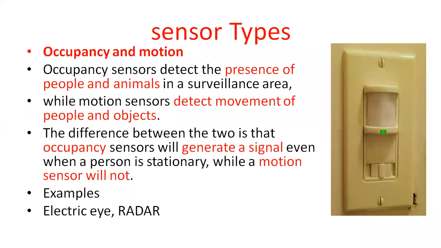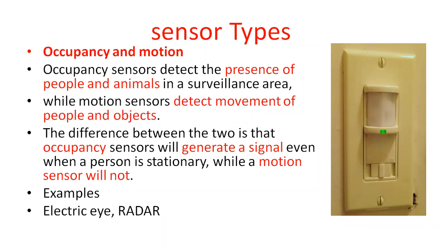Here, coming to the occupancy motion sensor. The occupancy motion sensor detects the presence of people and animals in the surveillance area, the people who exist in this particular area. If it comes to position, it will identify the position. A CC camera is also used as a position sensor or occupancy sensor.